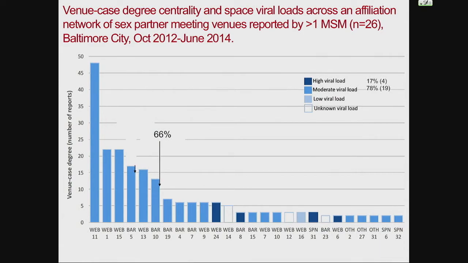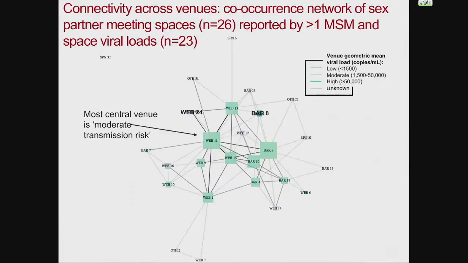And in this case we changed our classification slightly, where high viral load is our venues that have greater than 50,000 copies per ml, and moderate viral load are those that are greater than 1,500 copies per ml. So what you also see is that all of the top 6 were moderate viral loads, but certainly above a transmission threshold of 1,500. And these are the 4 classified as high viral loads. I think that's all I want to say about that.